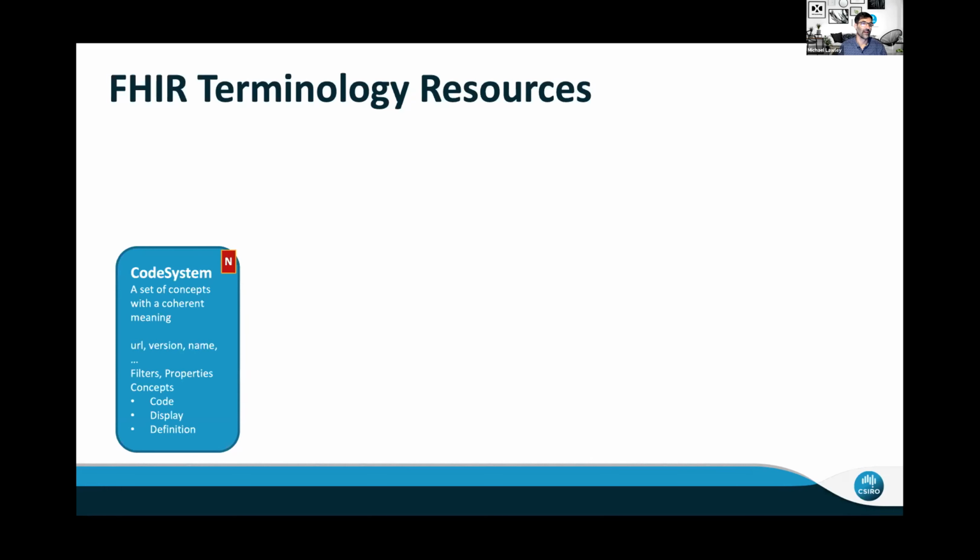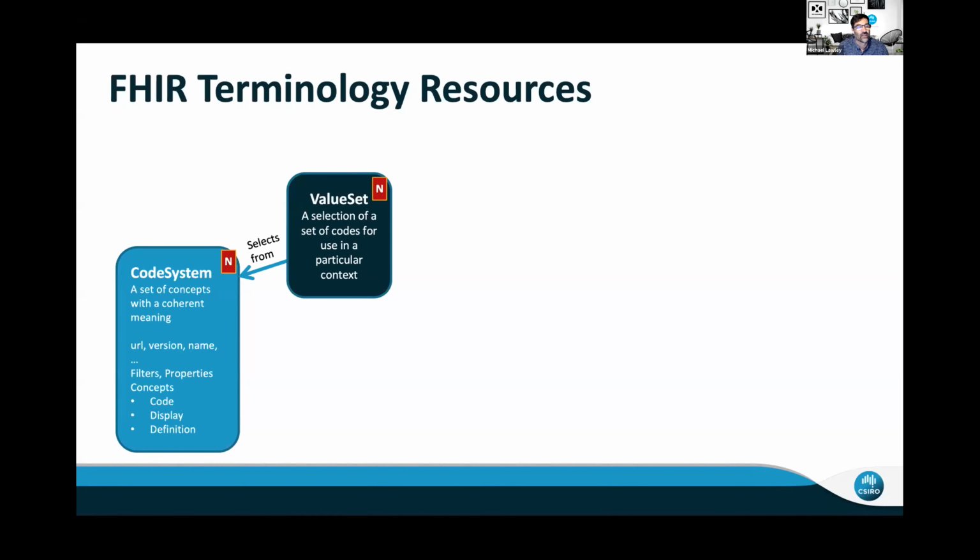And so a code system represents a set of concepts with a coherent meaning. It has a public identity with a URL. It may have a version, a name, set of filters and properties. The codes themselves, synonyms, display text, definitions, and associated properties. So it's not designed to represent everything about really complex code systems like SNOMED CT, but certainly the operations are capable of working with the complex semantics of something like that. But for most simple code systems, the code system resource is more than enough.